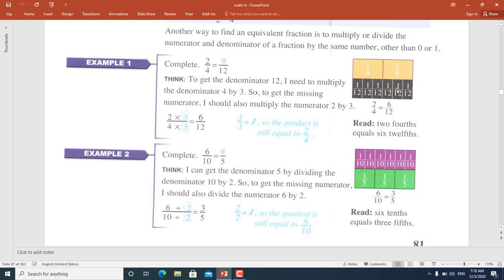And here we have the shading: 2 over 4 and 6 over 12. Look at that, they are equal. They have different numbers, but they have the same meaning. From example 2, complete: 6 over 10 is equal to a number over 5. How can we make 10 into 5? You can divide by 2. 10 divided by 2 is 5. So when you divide the denominator, you must also divide the numerator by the same number. 6 divided by 2 is 3. 3 over 5 is an equivalent fraction for 6 over 10.